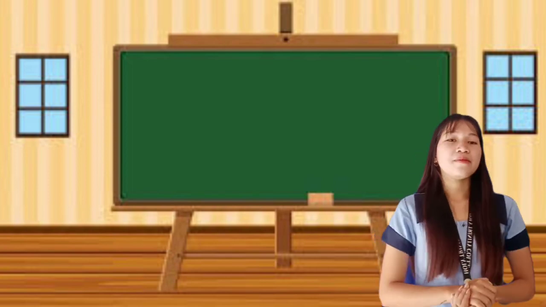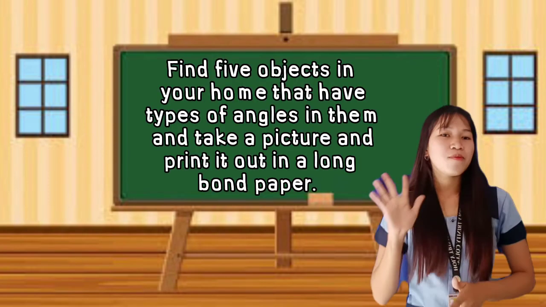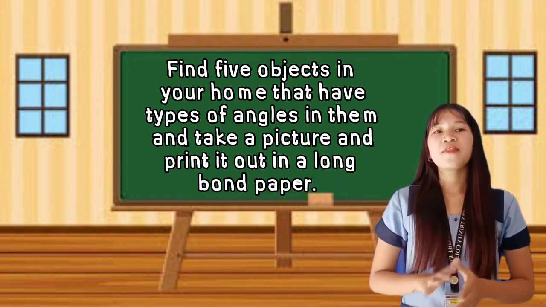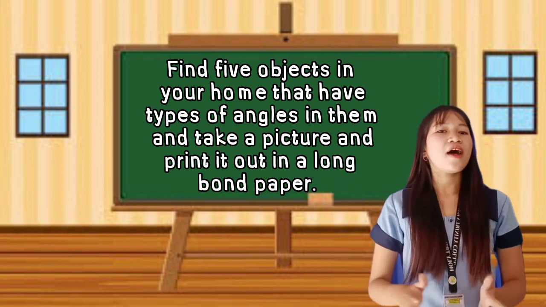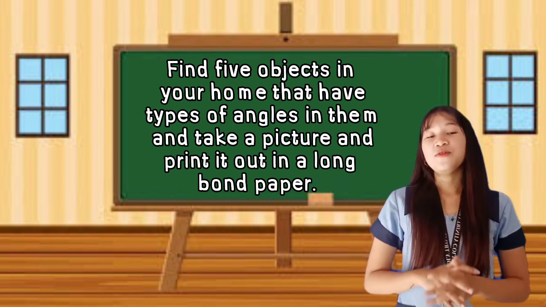And for our assignment, find 5 objects in your home that have types of angles in them and take a picture and print it out on a long bond paper. Do you understand?